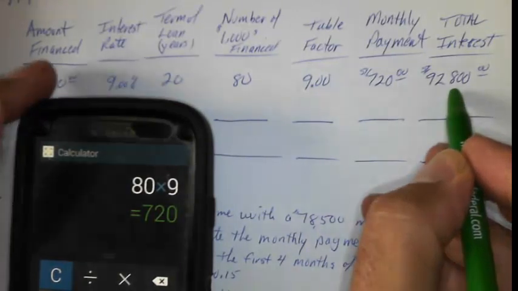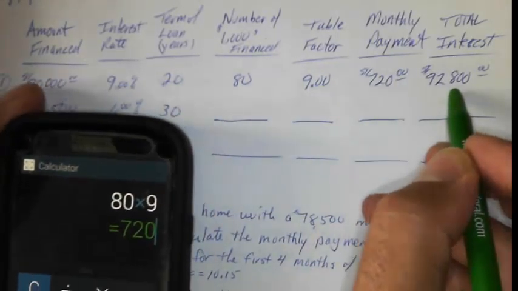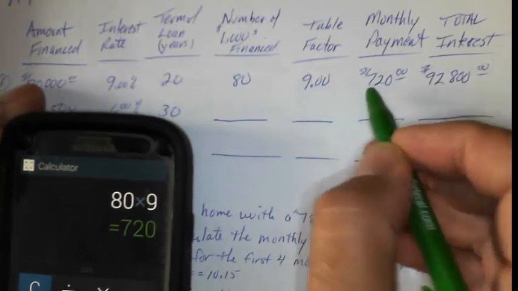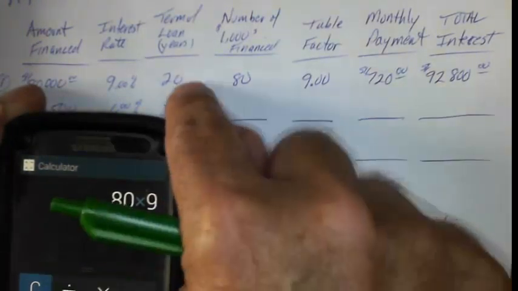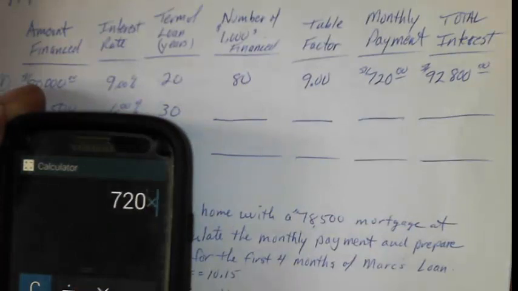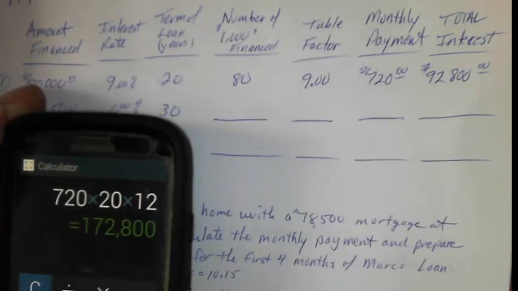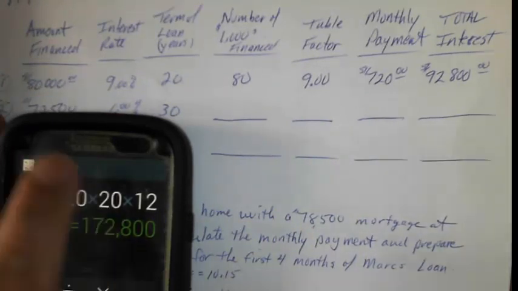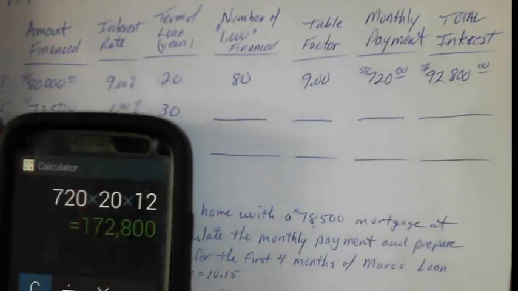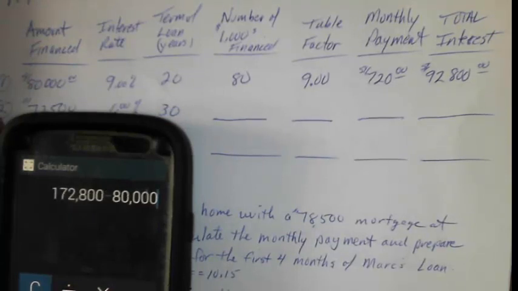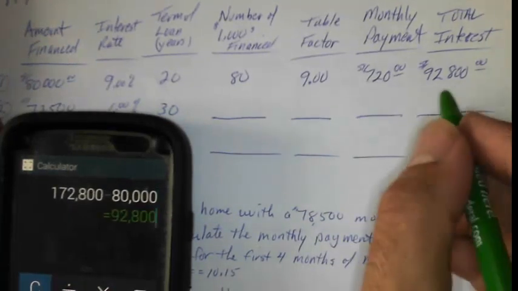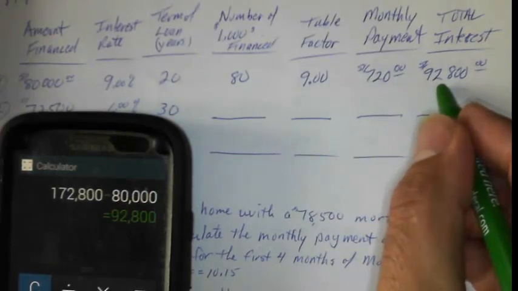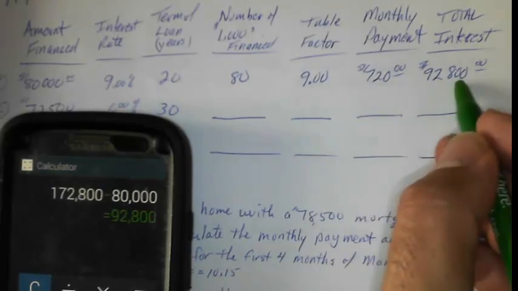Well, a couple of ways to do it. Probably the easiest way is taking the monthly payment, so 720, times 20 years, times the 12 months in every year. Okay, so that's the total that they paid out over the course of the loan, minus the original principal. Okay, so about double. Sometimes it's triple. Depending on the larger the loan, the more you're paying in interest. Okay, so that's how they're getting that.